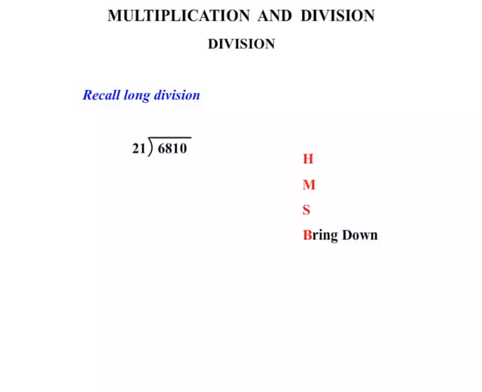Now, HMS bring down. Okay, I'm going to get you to remember that little acronym, HMS bring down, where the H stands for how many, the M stands for multiply, S stands for subtract, and then we've got bring down at the end there. So we ask ourselves how many? How many times does 21 go into the first bit, 68? Well, it'll go in 3 times.